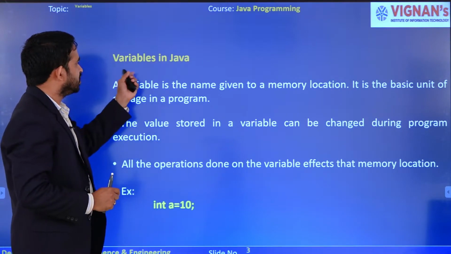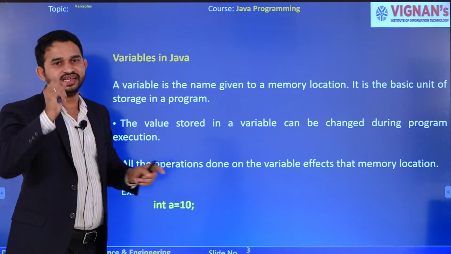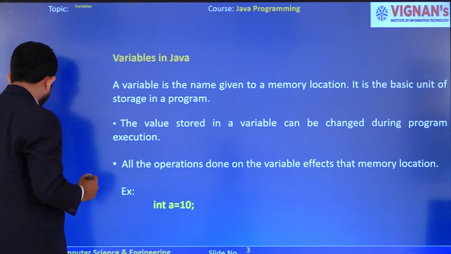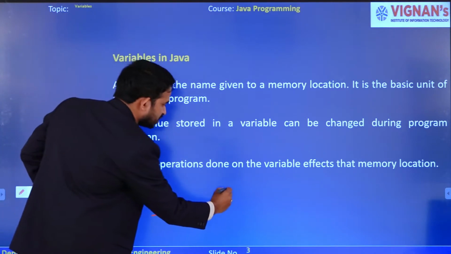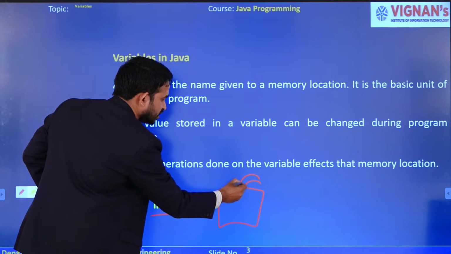So what is the meaning of a variable? A variable is simply a memory location where we can store data. That is the meaning of a variable. I am going to explain with a simple example. Here I am declaring int a equal to 10, which means a memory location where we can store the data.